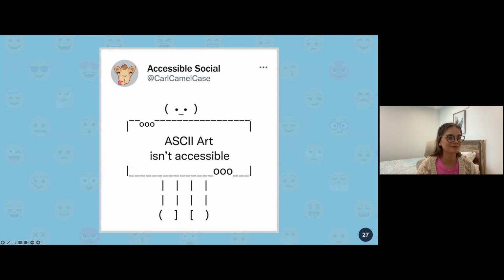I wish I could see everyone's faces for that one because I'm sure it's shocked like most people usually are. So the art is clever, but it doesn't make much sense once a screen reader gets a hold of it. So you should definitely avoid using ASCII art in your content if you want it to be accessible.